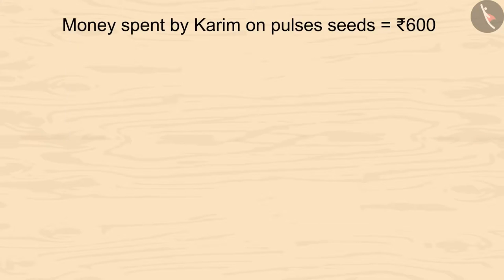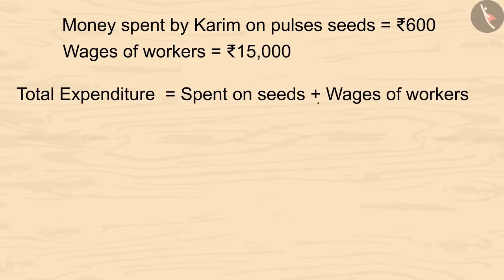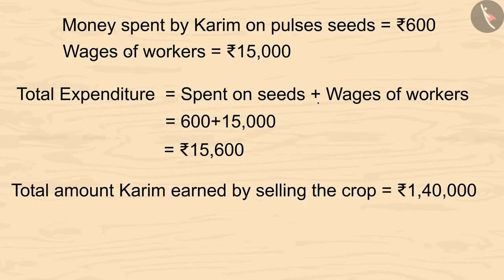He bought pulses seeds of 600 rupees. He gave 15,000 rupees to the workers. On adding both the amounts, we will get 15,600 rupees. Kareem got 1,40,000 rupees on selling the crop.